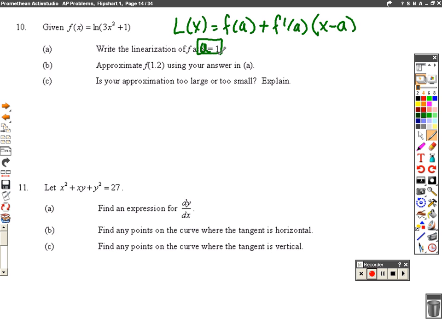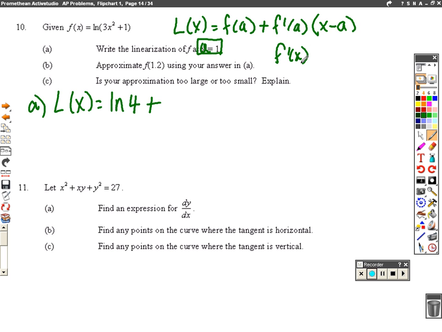So for part A, we're going to find the function at this x value, so let's plug in 1. 3 times 1 is 3 plus 1, so that's the natural log of 4. L of x is the natural log of 4 plus f prime of a, so that requires us to take the derivative. Let's take the derivative over here.